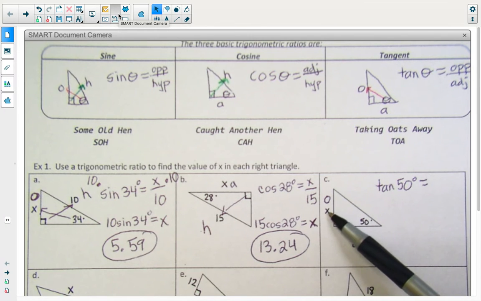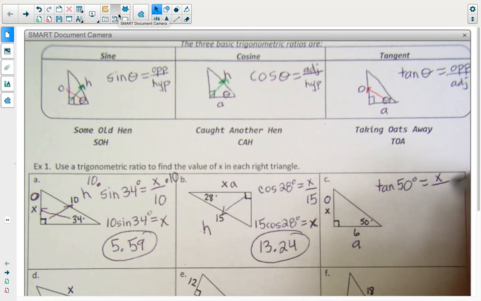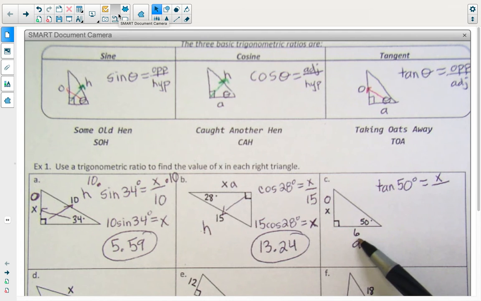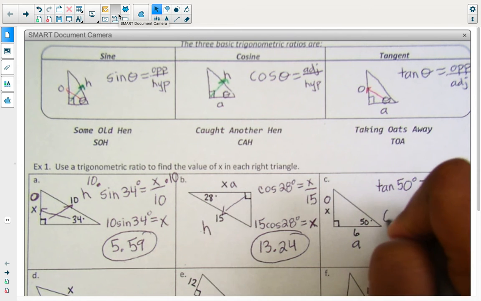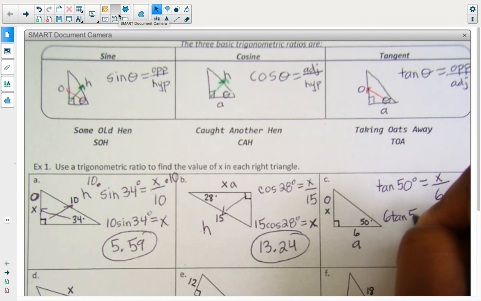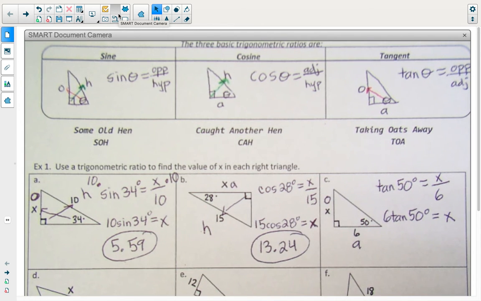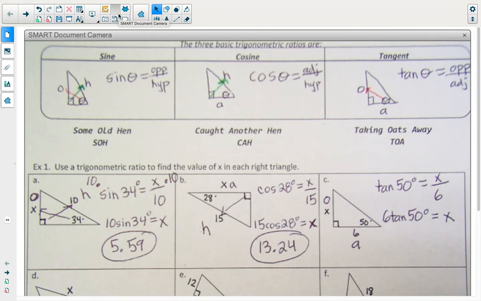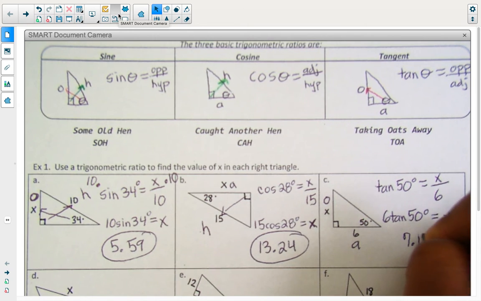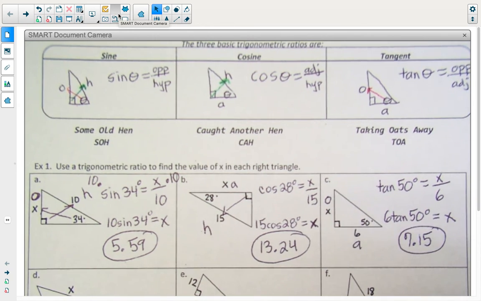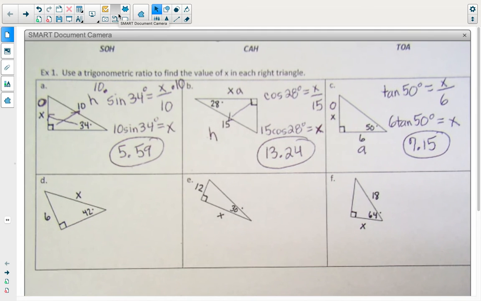opposite side, which is x, over the adjacent side, which is 6. The opposite of dividing by 6 is to multiply both sides by 6. So this gives me 6 tangent 50 degrees is equal to x. And I won't type this in. I trust that you can just leave it in degrees. You would type in 6 tan 50 degrees, and it will give you 7.15. All right, let's try some more.